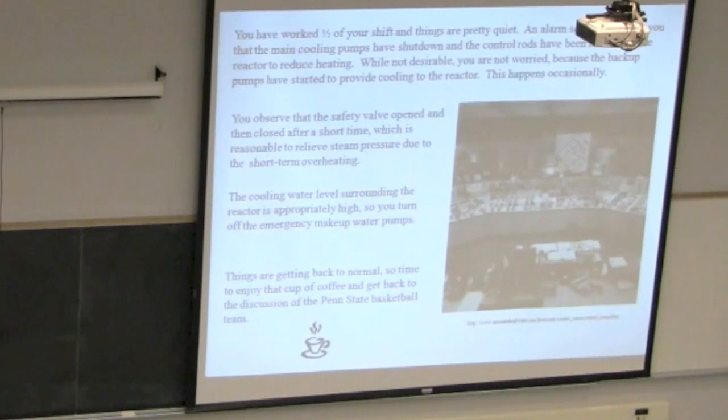So what's happening here, you're halfway through your shift. This is the operator's perspective. You're sitting there and this alarm is informing you that your cooling pumps have shut down. That's not a good thing. Your cooling pumps are there to go to the reactor, take the heat away, and that's what you use to generate your electricity from. But you're not worried because you have backup pumps. And this happens occasionally. So the backup pumps are indicated on your dials that they've turned on.